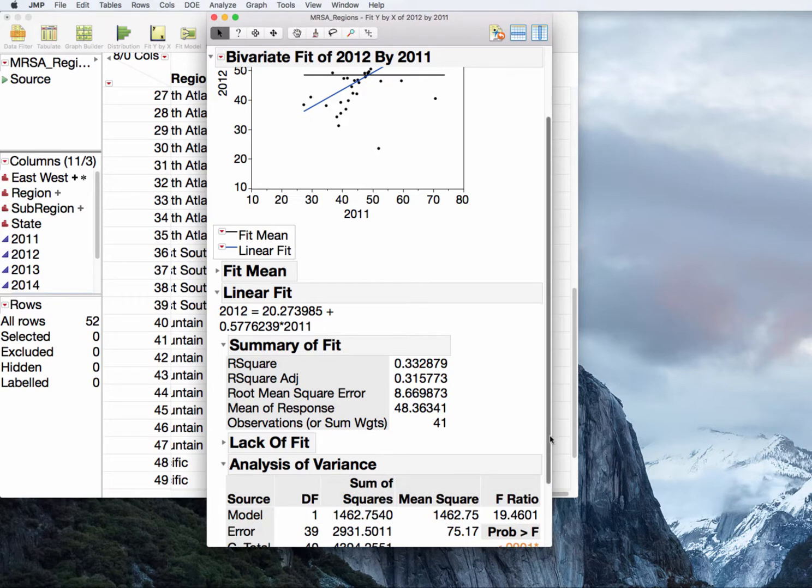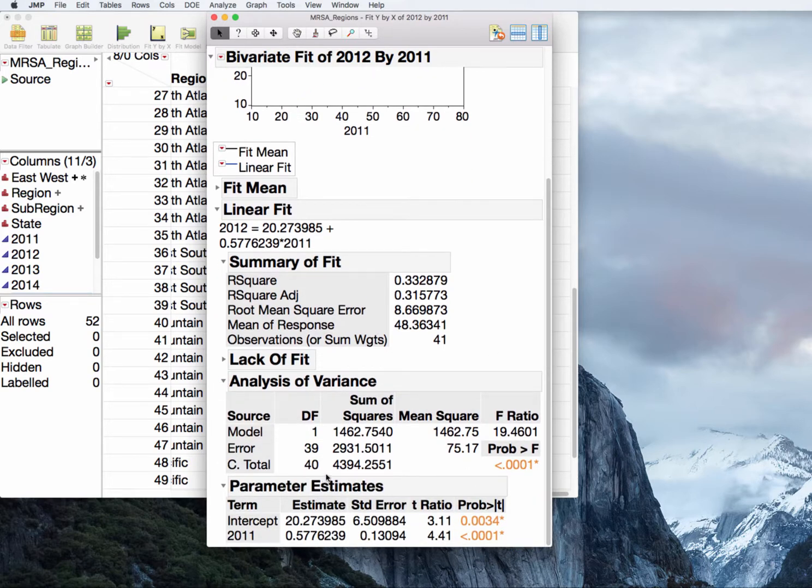We could look at our analysis of variance table, which gives us our sum of squares total, our sum of squares model, and our sum of squares error. Remember, this R-squared value here is simply this value, our sum of squares model, divided by our sum of squares total. It is telling us what percentage of this total is accounted for by our 2011 value.